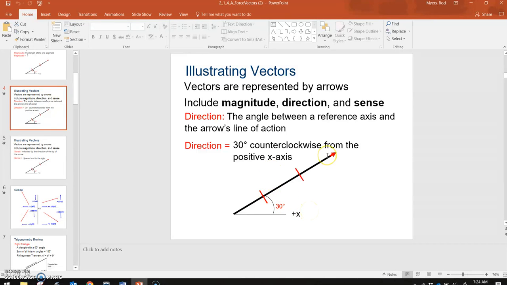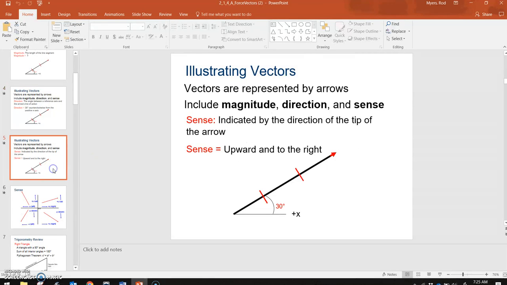So when you're describing the direction of a vector, you have to be very specific. You just can't say it's 30 degrees from the x. That means it could be 30 degrees below the x. So this one is described as 30 degrees counterclockwise from the positive x-axis. There's no doubt about where that vector should be drawn. So far we have a vector whose magnitude is 3 units and its direction is 30 degrees counterclockwise from the positive x.